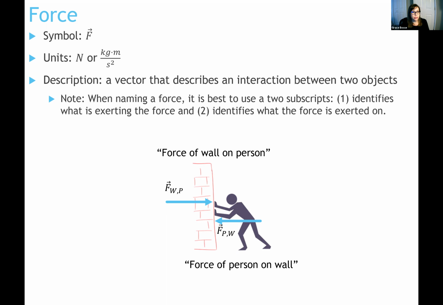So we like to use subscripts to describe those two objects and to identify who is exerting the force and what the force is acting on. So that's what the two subscripts represent. The first subscript identifies who exerted the force. The second subscript explains who is receiving, or who that force is exerted on. So in this picture here, I see the force of the wall on a person as compared to the force of the person on the wall.